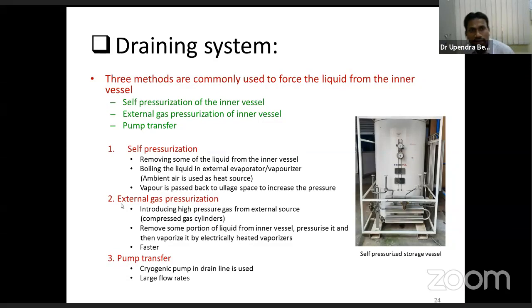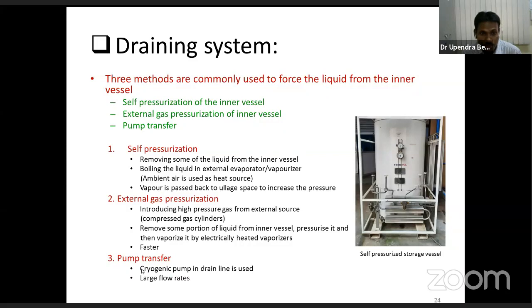Apart from that, one can also use external gas pressurization to this inner container, so that you can introduce high pressure from an external source like a compressed gas cylinder, and also remove some portion of liquid from this. That is one way. Otherwise, remove some part of the liquid from the inner container, and instead of this external evaporator pressure, we take it to a pressure building unit where they can vaporize it by means of some electrically heated vaporizer, so that it gets more heat rather than the ambient temperature, so that the pressurization is fast. So for faster pressurization of the container, this external gas pressurization is preferred.